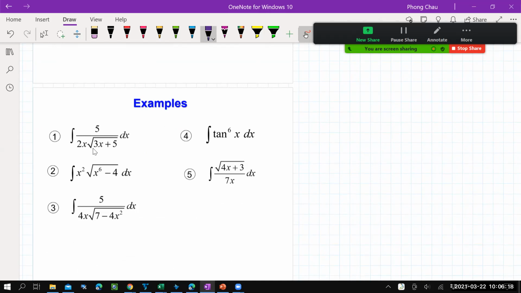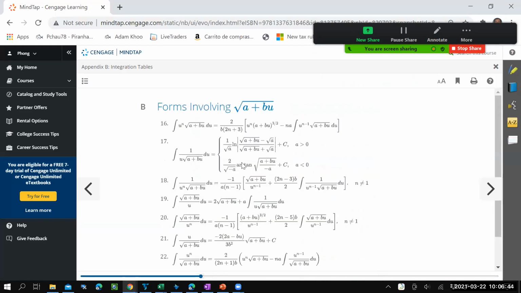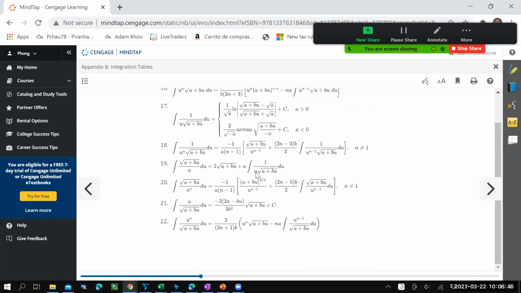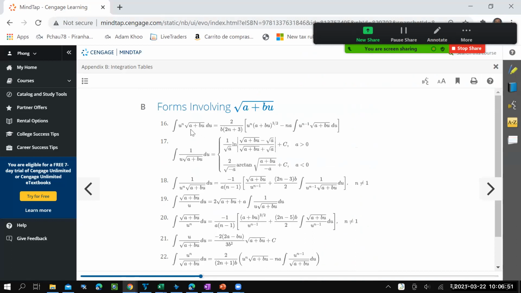Well, first you look at this, you see there's a square root, and 3x plus 5 is a linear function. So this is the form of a linear function inside the root. So what you're going to do is look and find which formula has a square root with a linear function inside, right? Root of a plus bu. Click on that. Right, so I have 16 through 22. Which one fits?